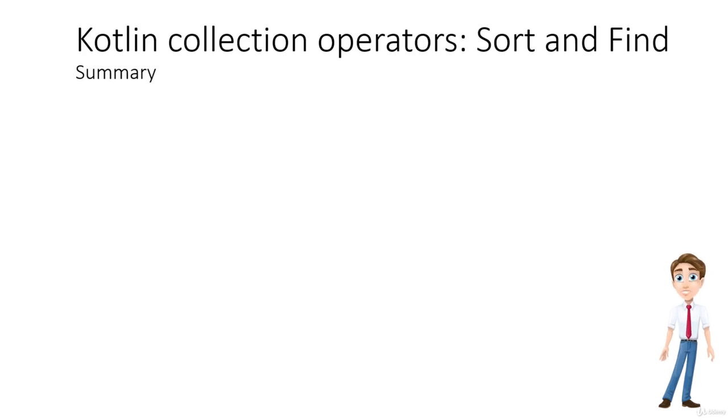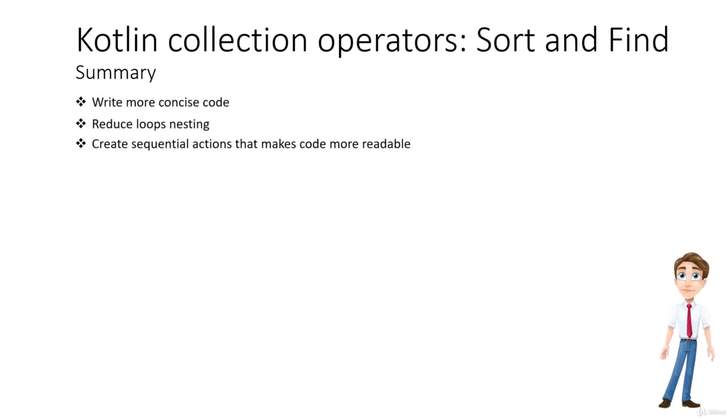Alright, so in this lesson we learned about some new operators in the way that we refactor and clean up our code. Now, there is still something important. We know that we use these operators so we can have more concise code to reduce the nesting from all of those for loops, right? But also to create sequential actions on lists that actually make the code much more readable. Now we know all of this.